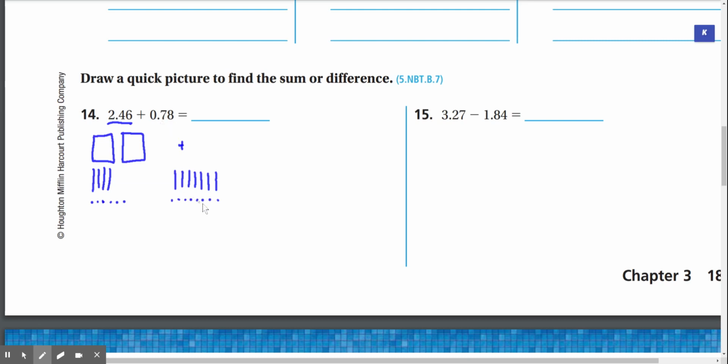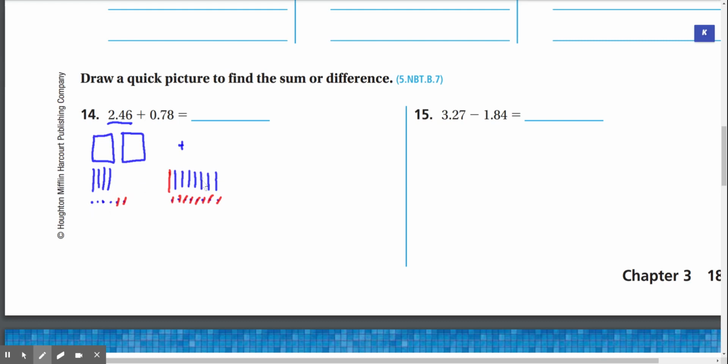Now let's add the dots first. We have 8 here, then 9, 10, 11, 12, 13, 14. Well, we know when we have 10, that is equal to 1 stick. So if we regroup, we change these 10 dots into 1 stick, and we're left with 4 dots.